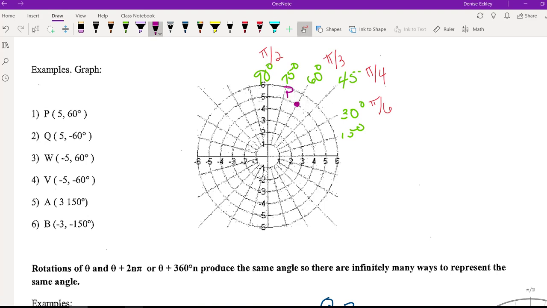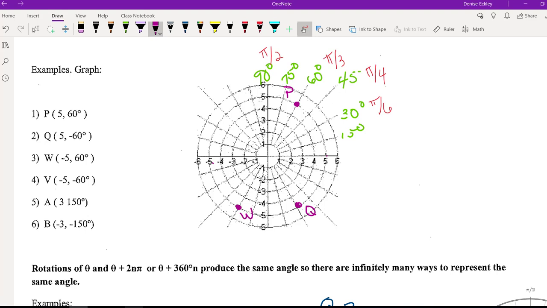That's point P. Point Q, we're at 5 again, and now we're going to go negative 60 degrees. So that would take us right here. So that's point Q. W, we're at negative 5 and 60 degrees. So we're going to rotate 60 degrees from negative 5, and that'll put us there. That's point W.